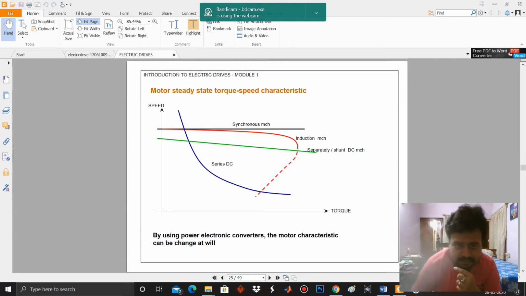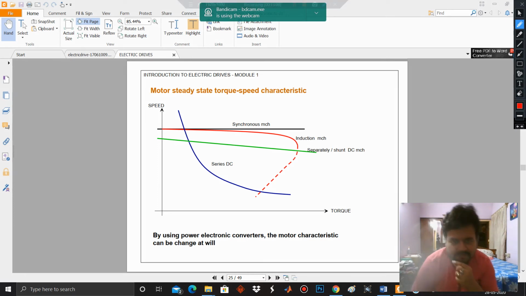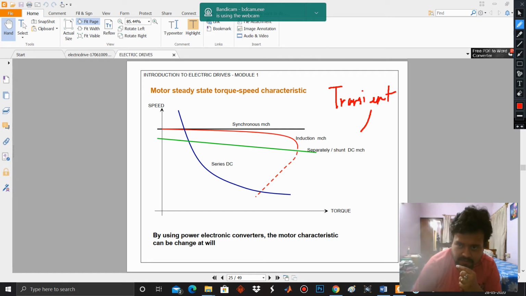So now, two things that you will see while analysis. One is transient state, this is number one, and number two is steady state.